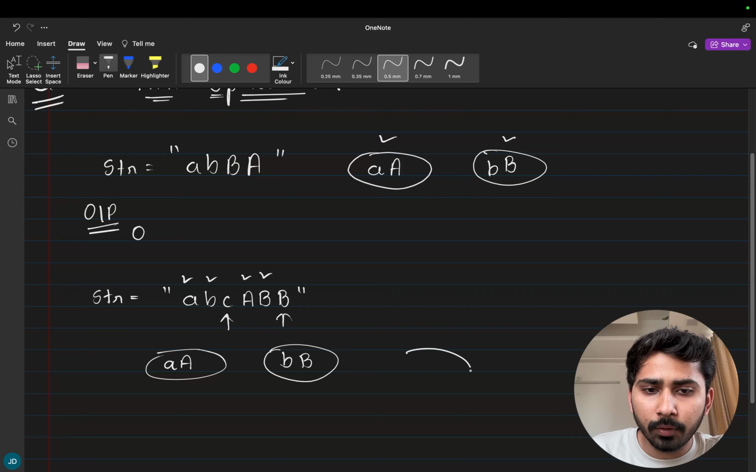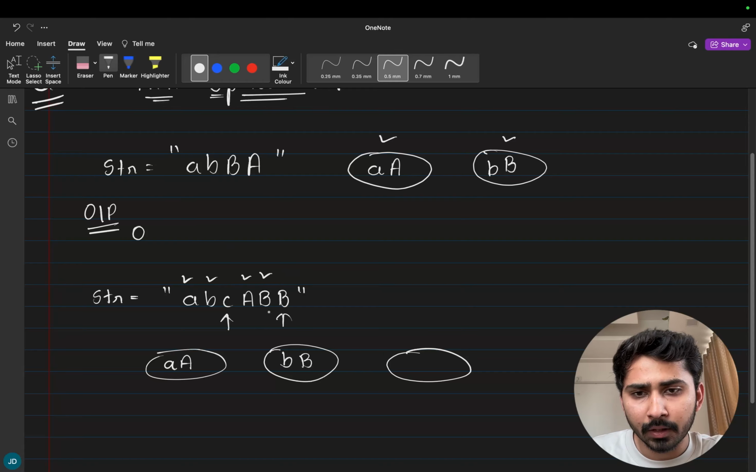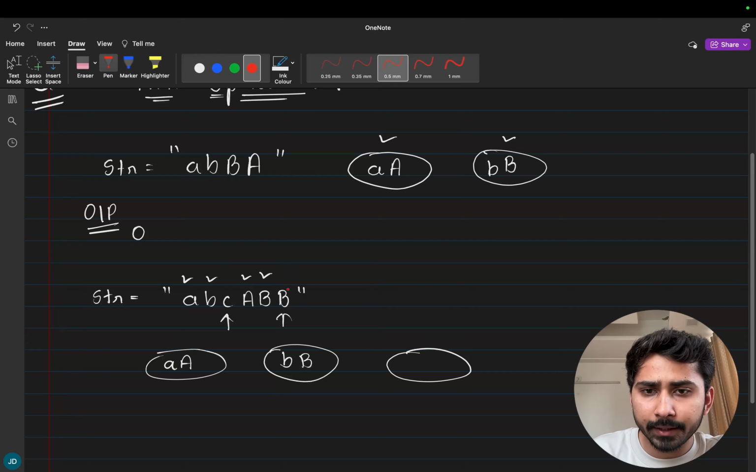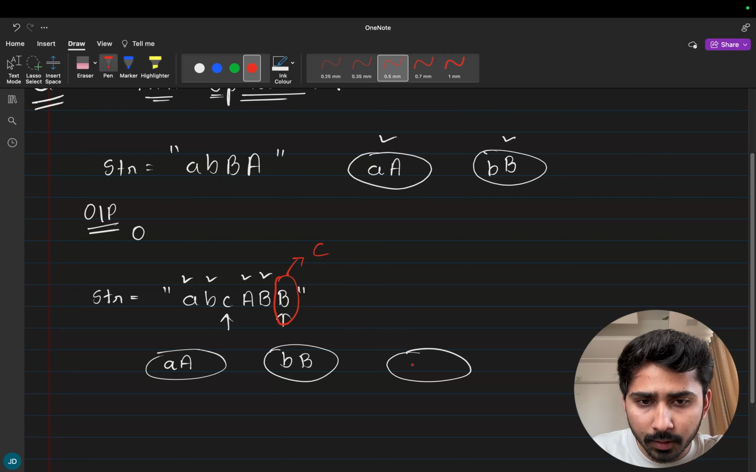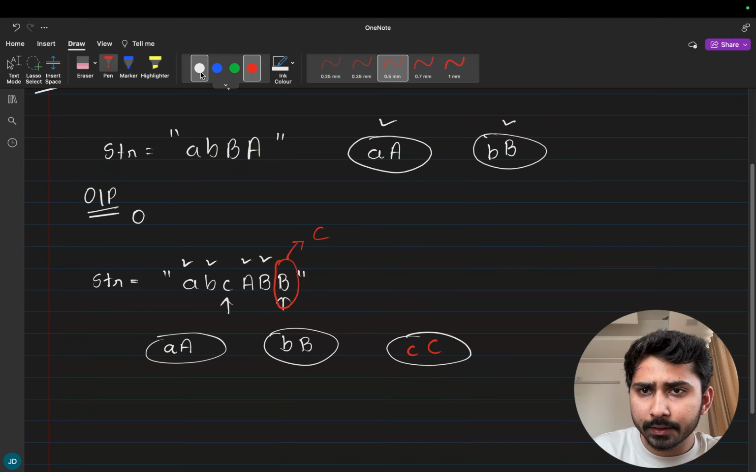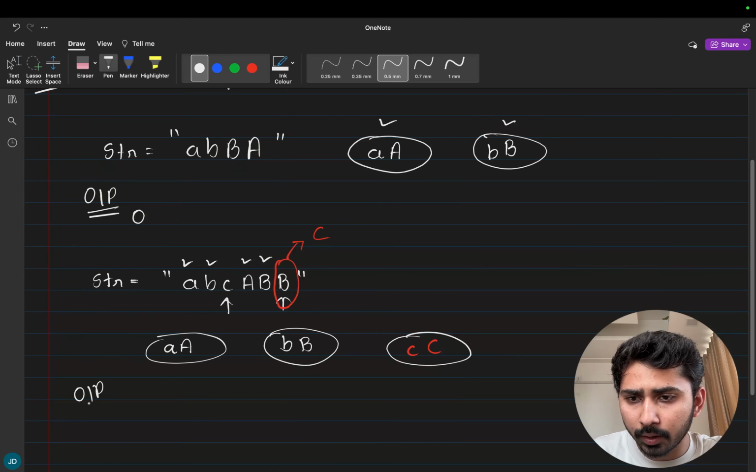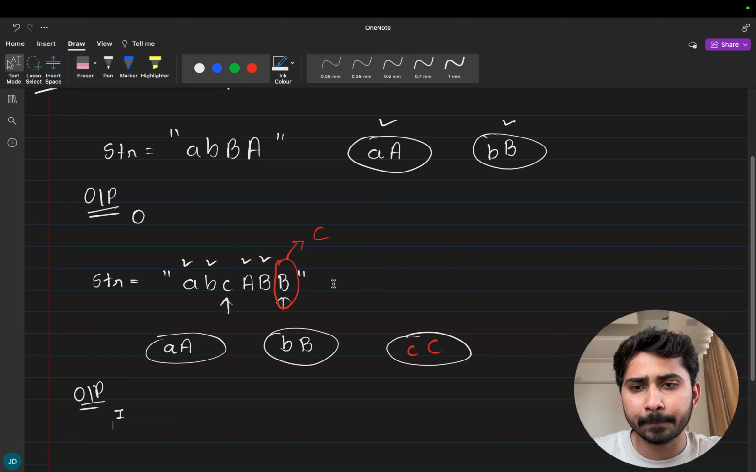If I want to form one more pair, I have to convert either this lowercase c or this uppercase B. So what I can do is apply an operation of converting this uppercase B to, let's say, uppercase C. So I can form a third pair that is distinct and it is a valid pair. So how many operations did I apply? I have applied only one operation, converting the uppercase B to an uppercase C.